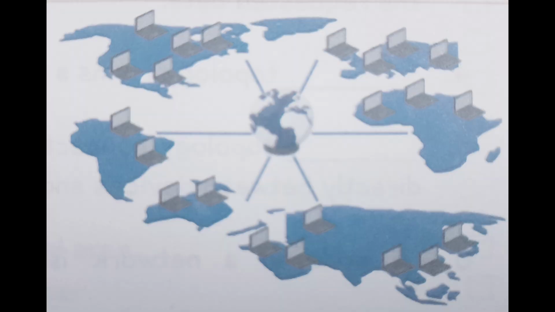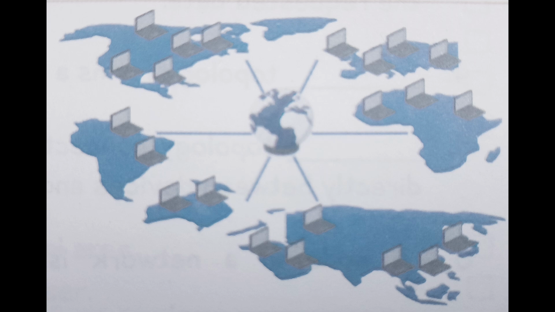The last is wide area network. The wide area network is a network that spans a large geographical area such as a country, continent or even globally. WANs are designed to connect multiple local area networks and metropolitan area networks, enabling communication between different locations. For reference, see the picture above.